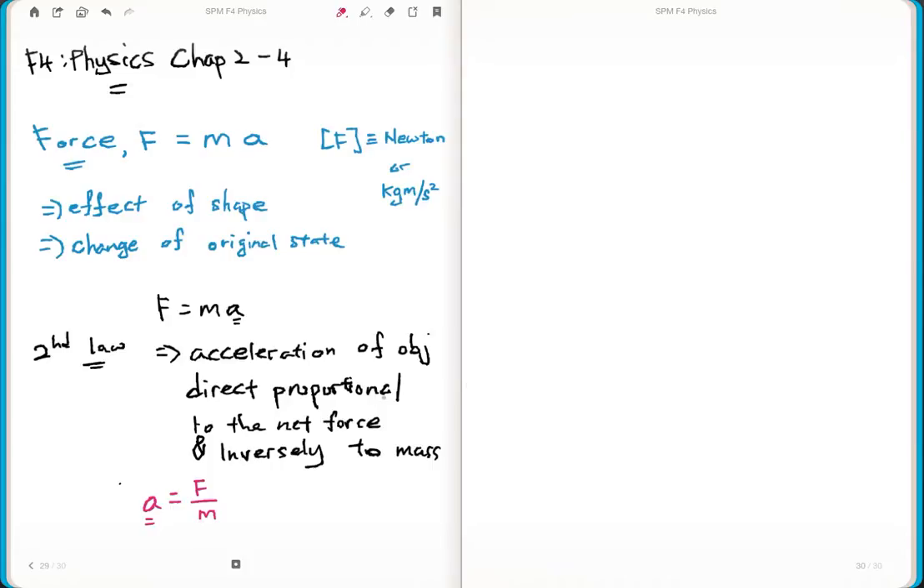In some objective questions, they will ask: what does it mean if I have 1 Newton? It means you have a mass of 1 kg with an acceleration of 1 meter per second squared. That's all about it, because it's a direct application of force equals ma. Then this is the second law.